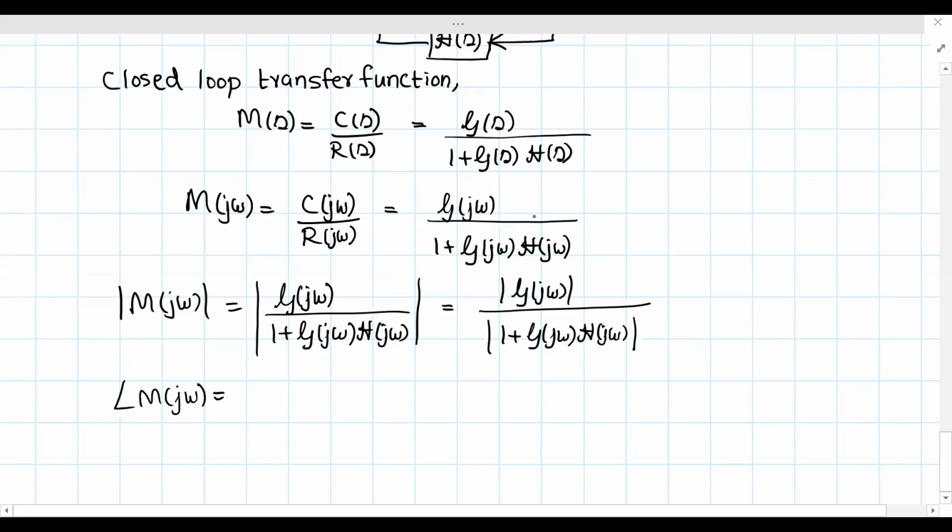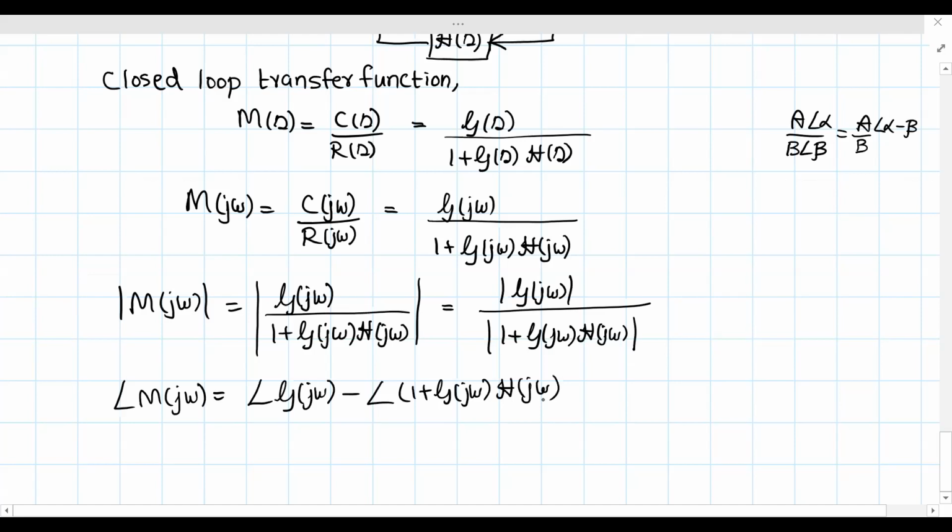Angle of G(jω) minus angle of 1 plus G(jω)H(jω). It is something like A angle α by B angle β. Okay, it is A by B angle α minus β. So I can write this as angle of G(jω) minus angle of 1 plus G(jω)H(jω). So this will give you the magnitude of the closed loop transfer function, and this gives you the phase angle of the closed loop transfer function.